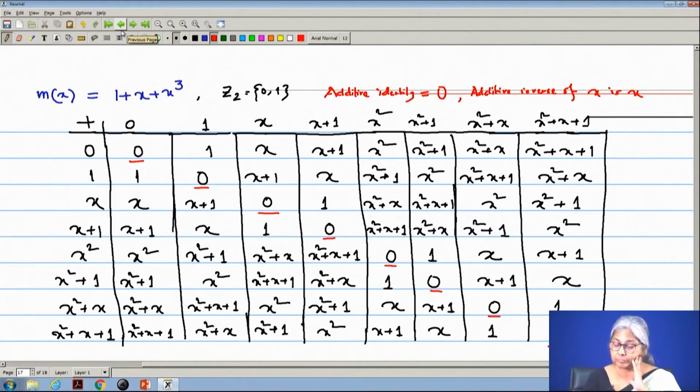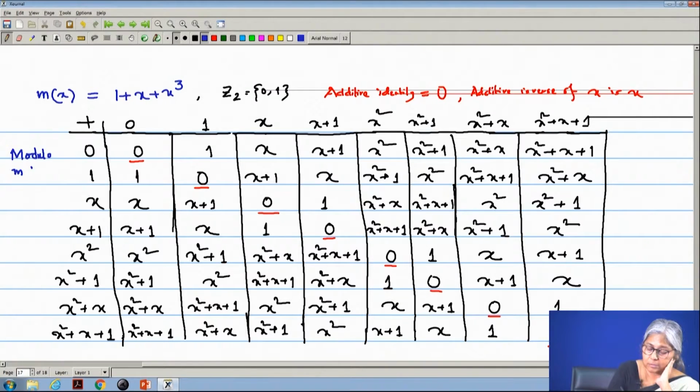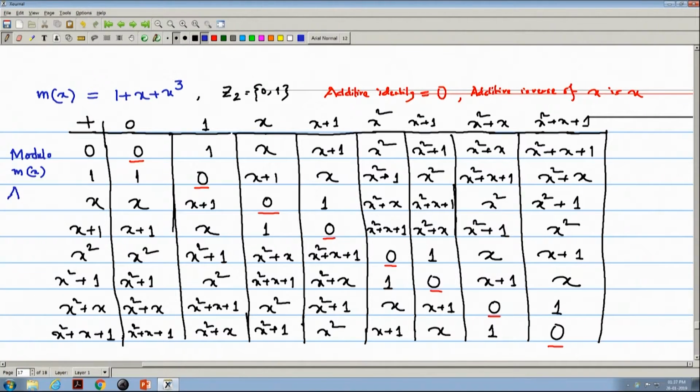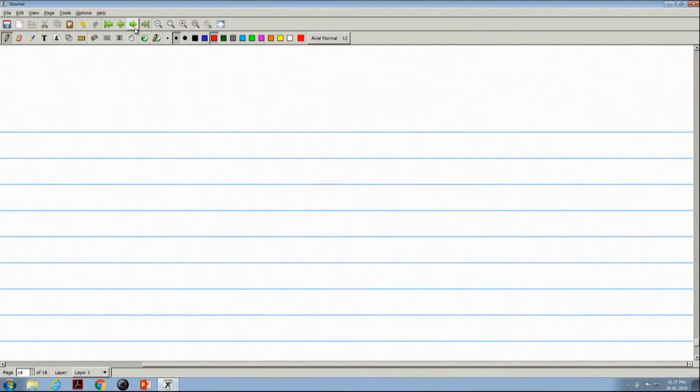Now, if we consider the modulo multiplication. So, we write that this is our addition modulo mx addition table. Now, we consider the multiplication table.